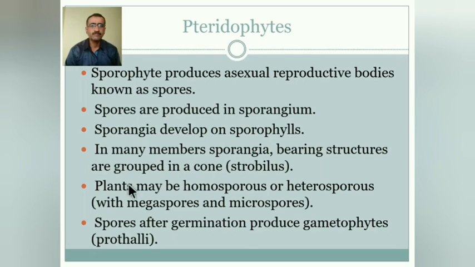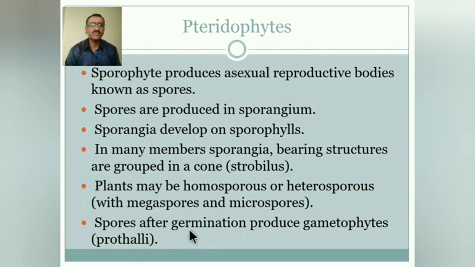Plants may be homosporous or heterosporous. That means with megaspore or microspore. Homosporous means the spores are of the same structure and characteristic. Heterosporous spores have different characteristics or different shapes. They may be the megaspore or microspore.